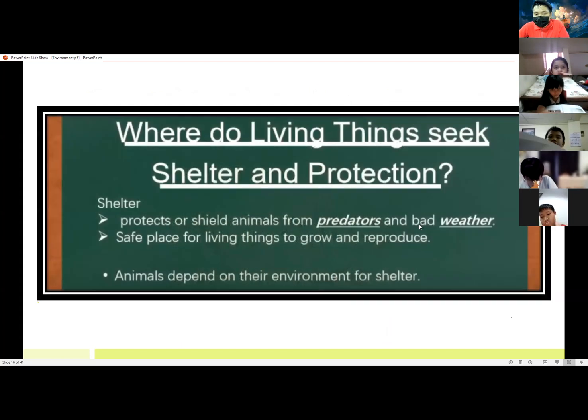Where do living things seek shelter and protection? So shelter, what is shelter? It is the safe place for living things to grow and reproduce. Shelter protects or shields animals from predators and bad weather. And animals depend on the environment for shelter.